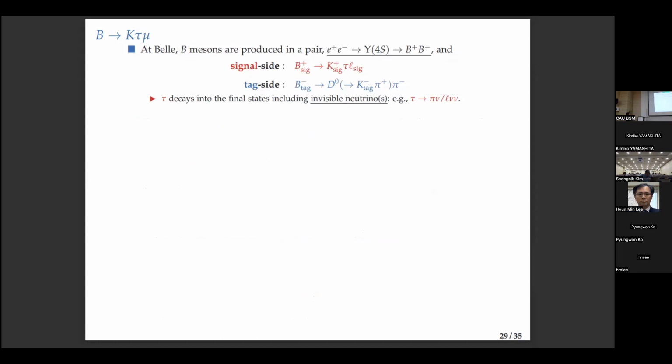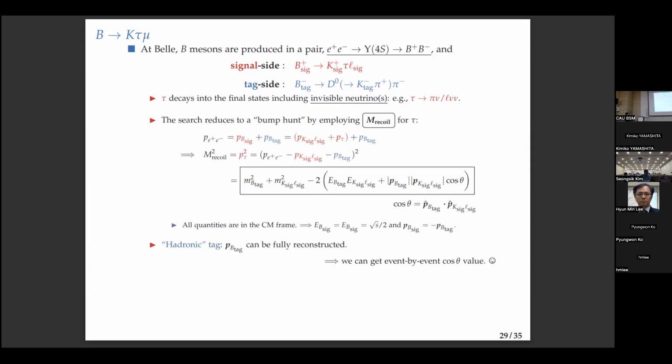So at Belle, B mesons are produced in a pair, and the strategy is similar. We divide these two B mesons into a signal side and a tag side. On the signal side, we have B2K tau L, where L is the electron or muon. And on the tag side, we can consider any standard model process, but typically we consider B2D or hadronic mode. And this tau on the signal side decays into a final state including invisible neutrinos.